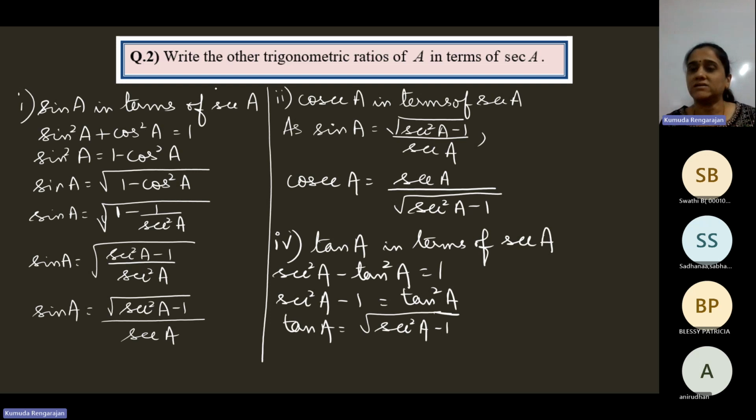Okay, then tan. Tan in terms of secant. Secant square A minus tan square A is 1. So tan square A is secant square A minus 1. Because if we take this minus tan square A to the other side, it will become plus tan square A. Why have we taken this one to the RHS? Because it's minus tan square A. So if you take it to the RHS, it will become plus tan square A. So we have tan square A is equal to secant square A minus 1. So tan A is equal to square root of secant square A minus 1. So we've written tan in terms of secant.